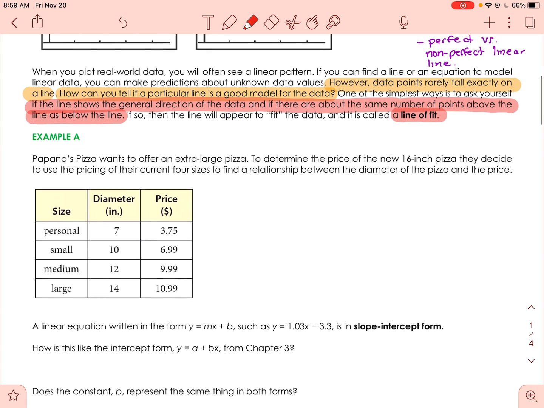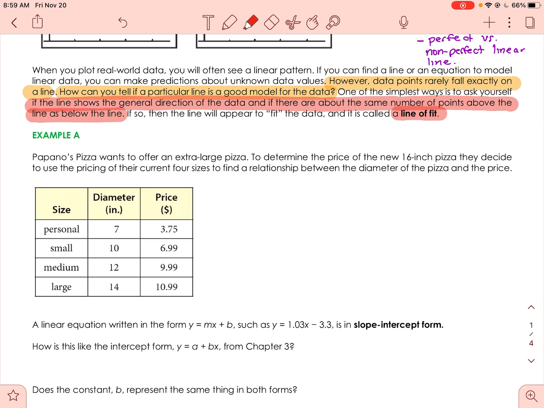So in example A, it says Papano's Pizza wants to offer an extra large pizza. To determine the price of the new 16-inch pizza, they decide to use the pricing of their current 4 sizes to find a relationship between the diameter of the pizza and the price. So essentially what they want to do is use this information that they have about their current pizzas to figure out how much their price for an extra large pizza should be.